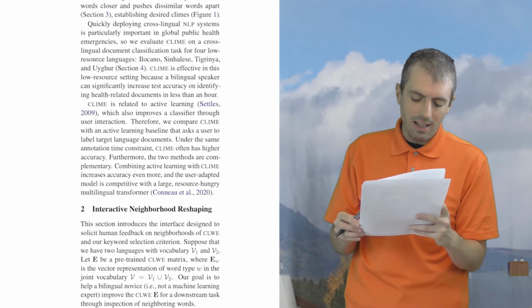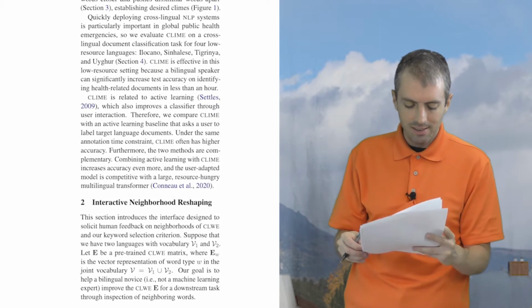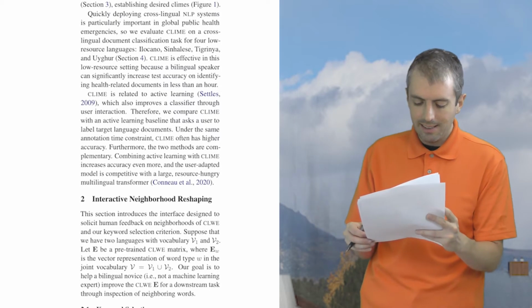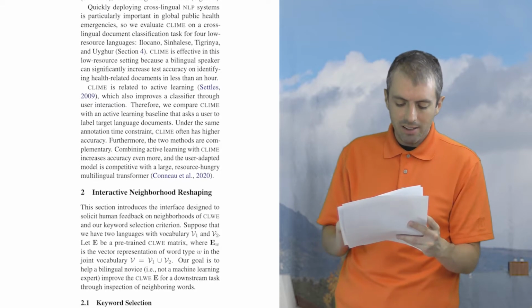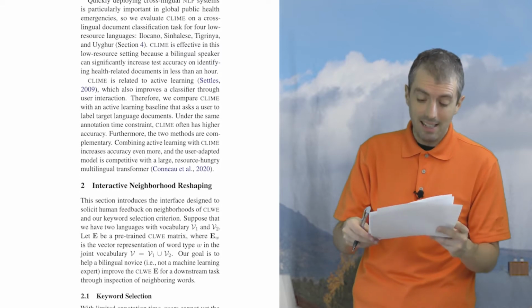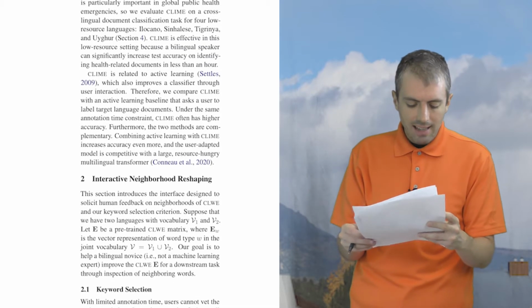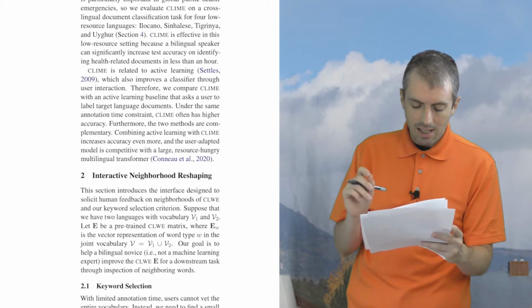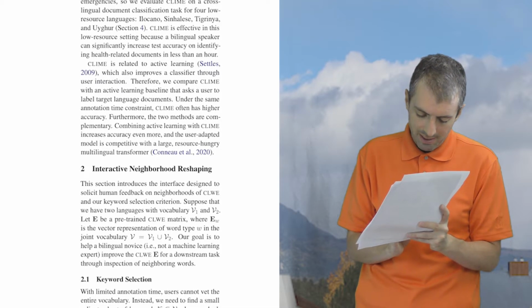So we evaluate Climb on a cross-lingual document classification task for 4 low-resource languages: Ilocano, Sinhalese, Tigrinya, and Uyghur. Using Climb, a bilingual speaker can significantly increase test accuracy on identifying health-related documents in less than an hour. We then compare Climb with an active learning baseline that asks the user to label target language documents. Climb is effective in this low resource setting.